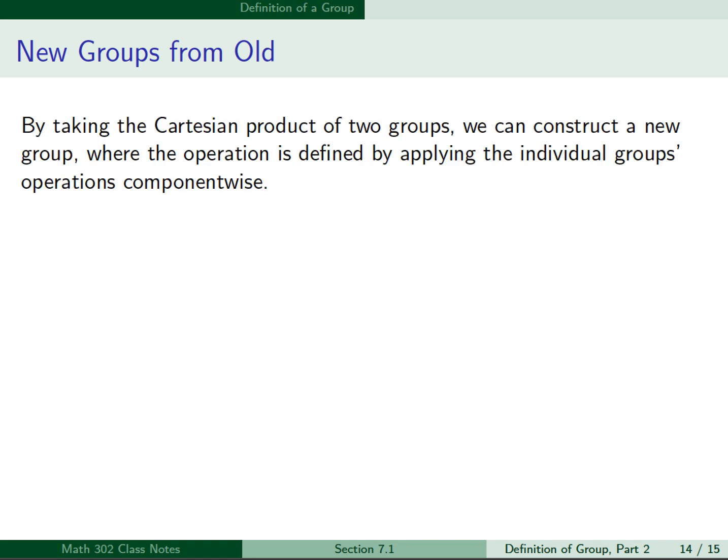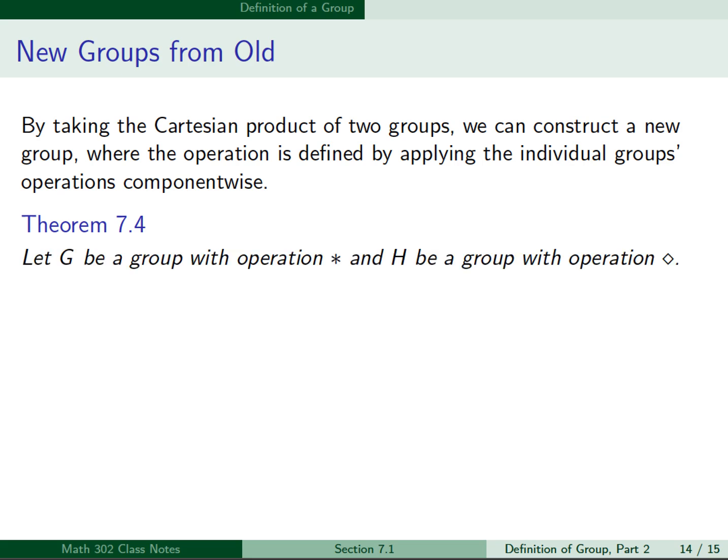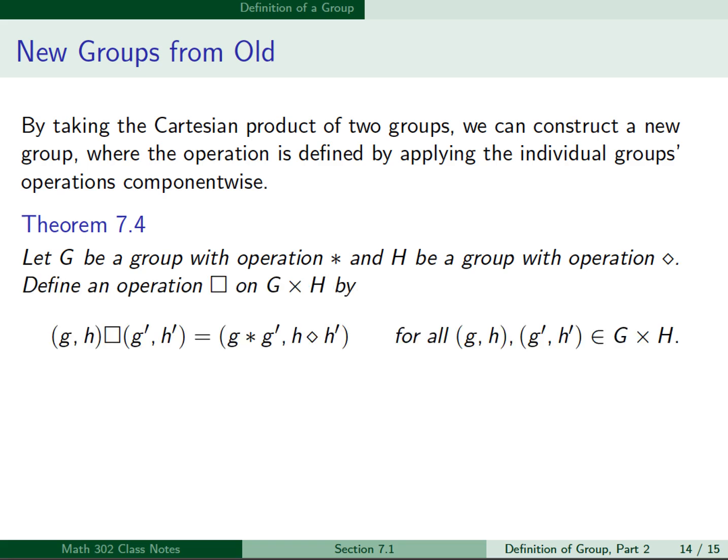Now, starting from old groups, we can construct new groups by looking at the Cartesian product. The operation in the Cartesian product will be defined by applying the individual groups' operations component-wise. And this is the result of theorem 7.4. So let G be a group with operation star and H be a group with operation diamond. We can define an operation square on the Cartesian product G times H by: an ordered pair (g, h) square an ordered pair (g', h') will be the ordered pair (g star g', h diamond h'). This is for all ordered pairs (g, h), (g', h') in the Cartesian product.